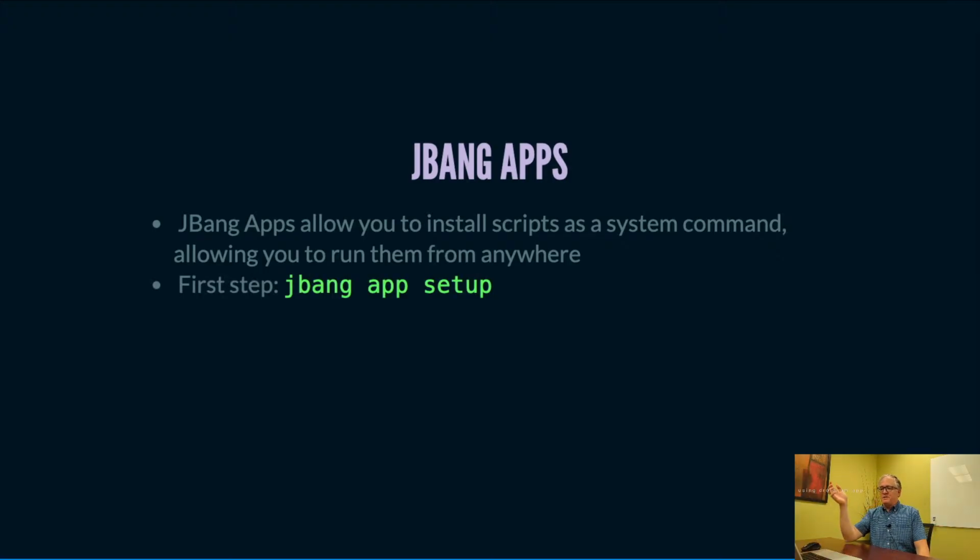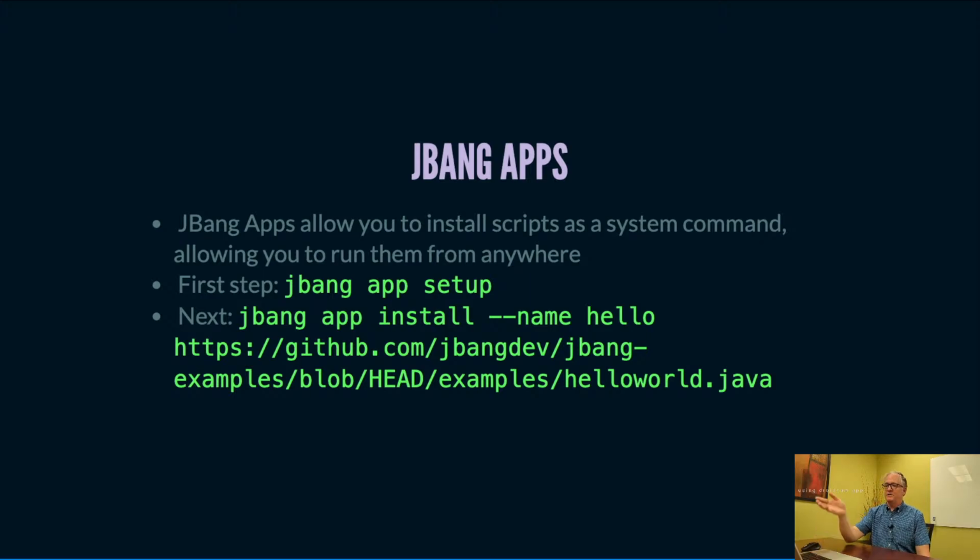So your first step is JBang app setup, and that is going to configure your environment to add a certain directory to your path. I'm assuming it works on Windows. Again, I haven't tried it, but it does work on Linux and Mac. And once you've done that, you just say JBang app, tell it to install, override the name if you want to, and give it the location of the script, which could be a local directory, or as you see here, a script out on the internet.